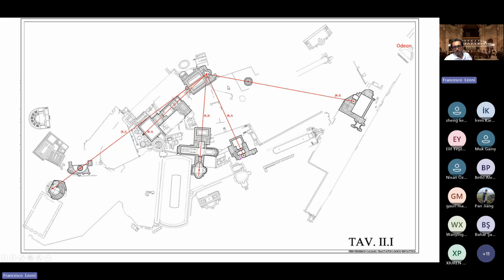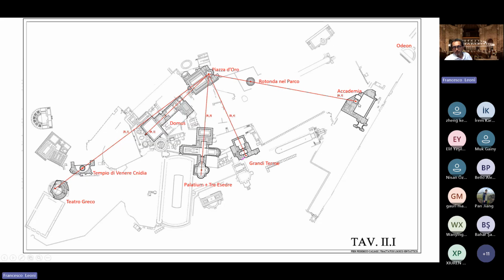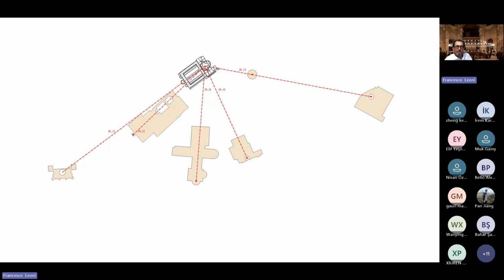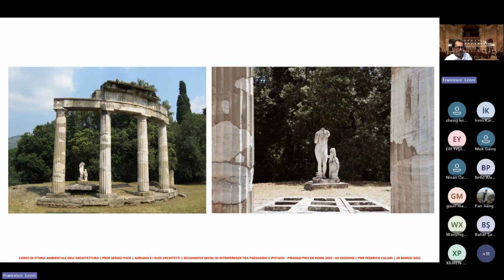The fifth radius not only manages the orientation, but also identifies the position of 3 points aligned on the same axis. Here you can see the toponymy of the different elements. And here you can see a scheme symbolizing and clarifying the situation. Those are the photographs of the elements involved in this system. This is the temple of Venus Cnidia.